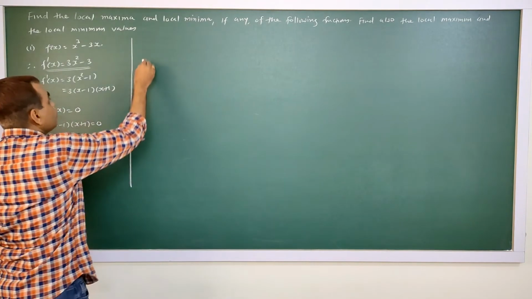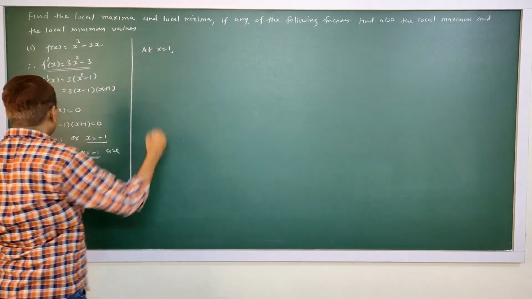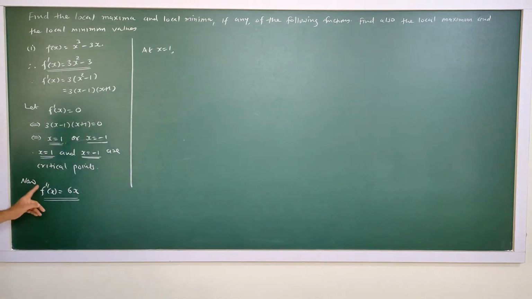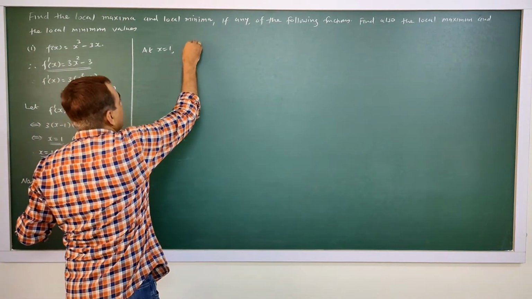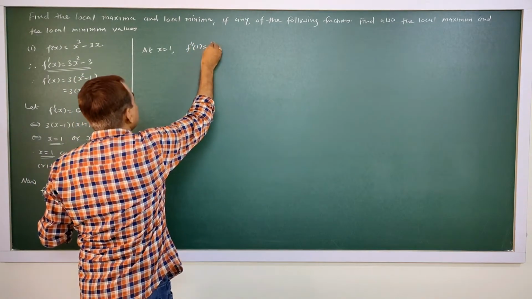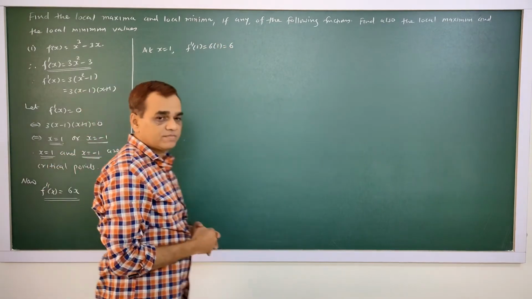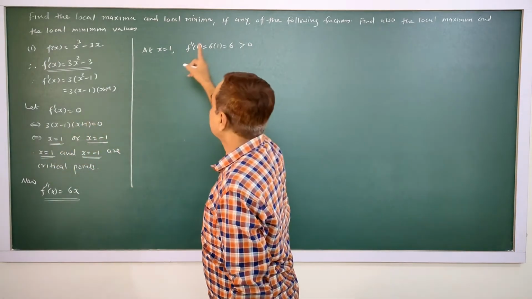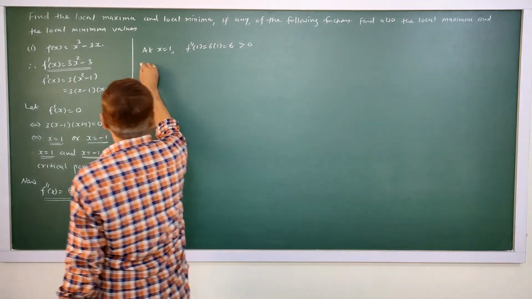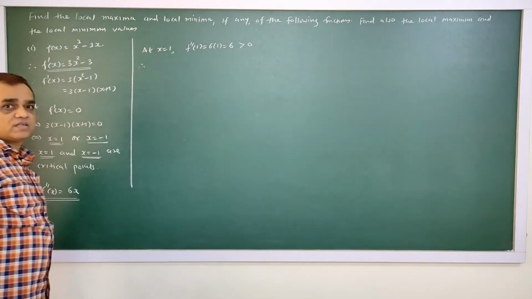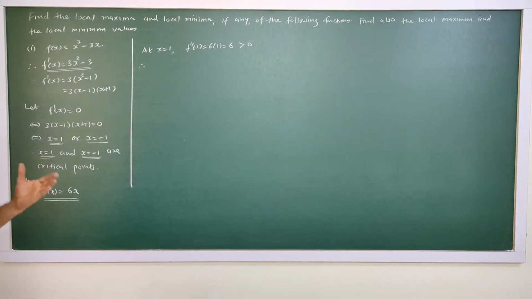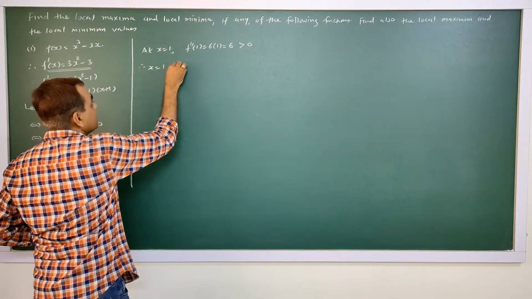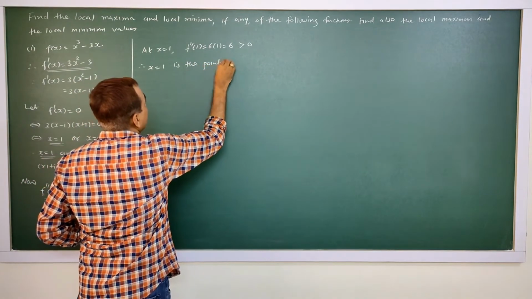Now at x equal to 1, we put x equal to 1 in f double dash. F double dash of 1 equal to 6 into 1, that is 6. This is more than 0. At x equal to 1, the sign of f double dash is positive. Therefore, at x equal to 1, the function has local minimum value, or x equal to 1 is the point of local minimum. Therefore, x equal to 1 is the point of local minima.